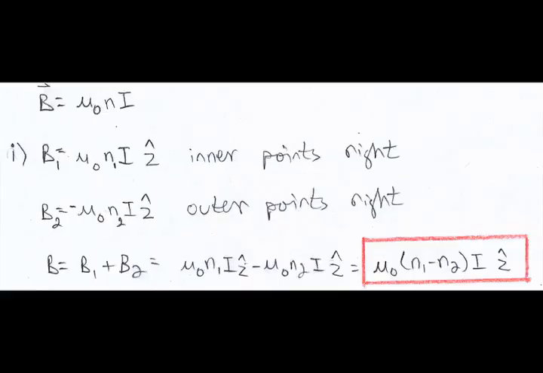For part 1, the Gaussian surface of radius R is smaller than the radius of A and B. So we're going to go ahead and figure out B1 for the inner solenoid and B2 for the outer solenoid, and the answer to this part will be adding the two together, and you will see the answer that we get: mu naught times quantity N1 minus N2 times the current.